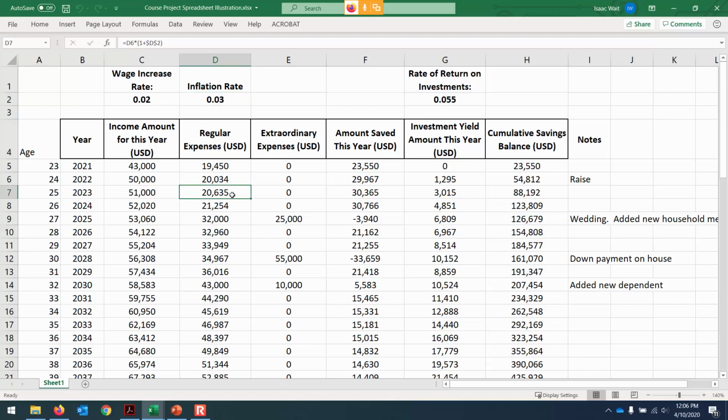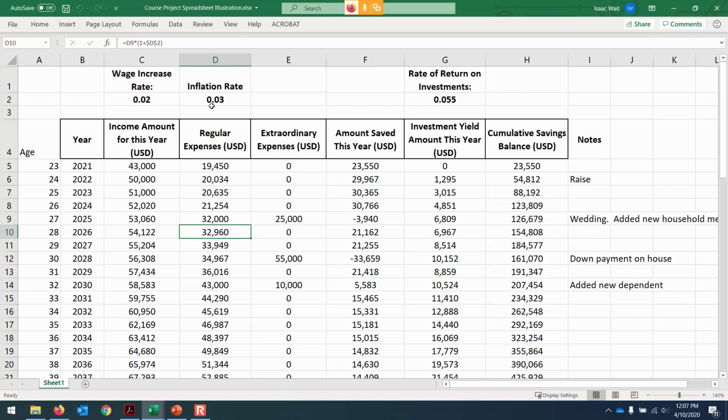But what you'll notice is that the expenses are going up each year, in each successive year, having to do with the inflation rate. But then sometimes the expenses jump suddenly, from $21,000 to $32,000. The annual expenses are going up there because that person had a wedding and is adding a new household member in this particular year. And so not only do we have this big extraordinary cost of the $25,000 that was spent on the blowout wedding, but now expenses each year are going to be based on a higher cost because there are more people in the household.